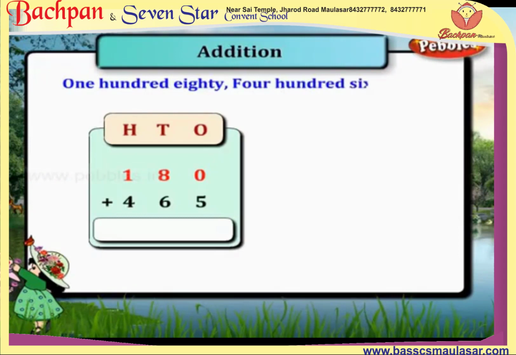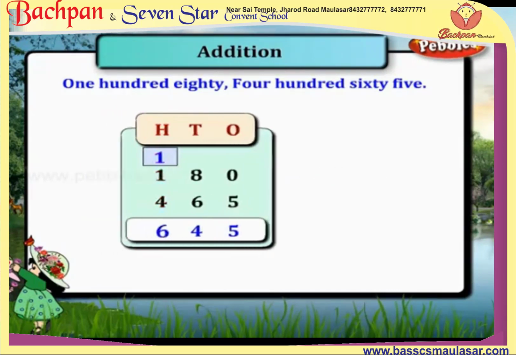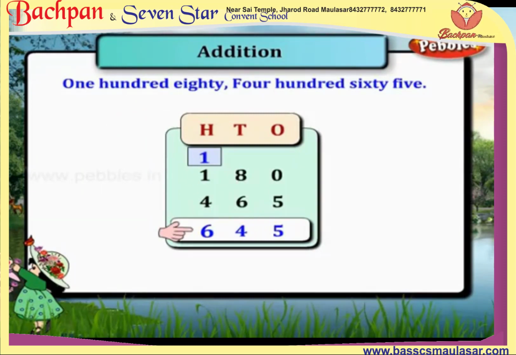180 plus 465. Add the ones. 0 plus 5 is equal to 5. Add the tens. 8 plus 6 is equal to 14. Write 4 in the tens column and carry over 1 to the hundreds column. Add hundreds. 1 plus 1 plus 4 equal to 6. The total is 645.